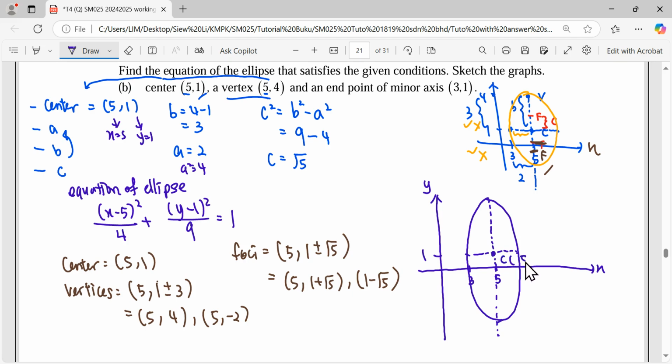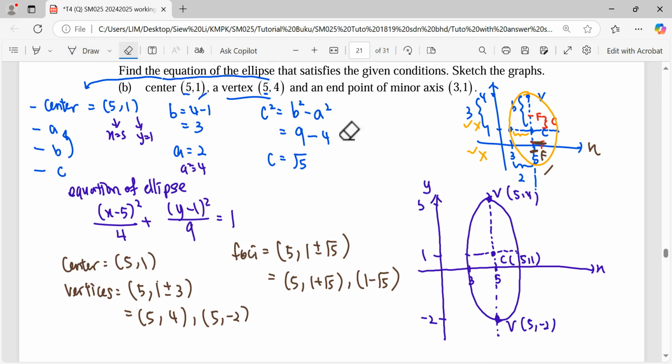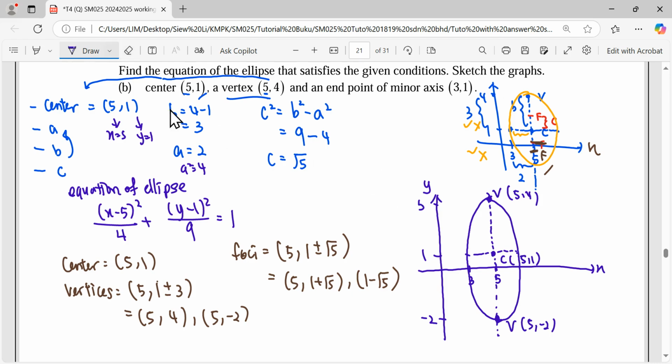Center, label (5, 1). Then vertex labels: the high end here is (5, 4), the lower end here will be (5, negative 2). So I label here negative 2. This is (5, 4). Then the focal points, which are (5, 1 plus square root 5) above, and this is another focal point, (5, 1 minus square root 5), negative, so below the x-axis.